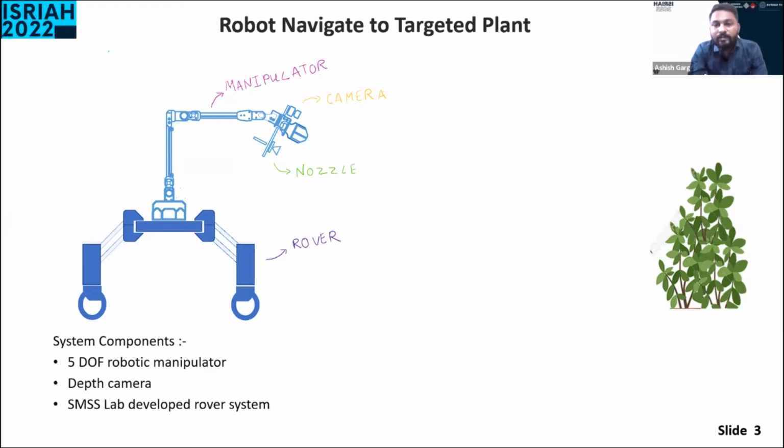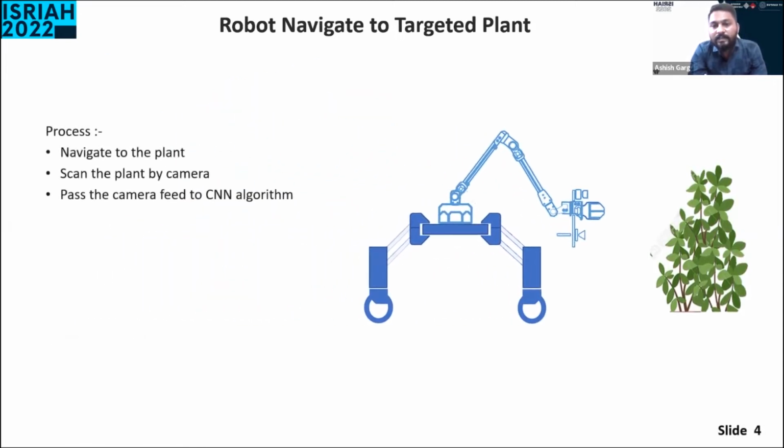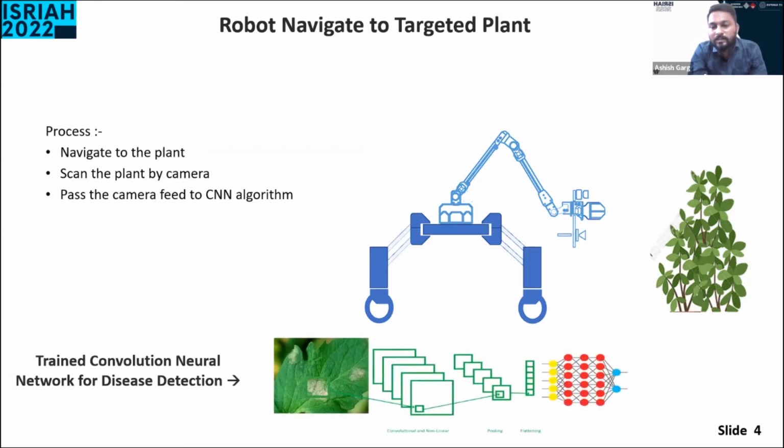When we deploy this system in the agriculture field, it will scan and navigate so that it reaches the plant and the plant comes in the workspace of the manipulator. Then it will scan the plant and take camera feed, which is fed to a pre-trained CNN, a convolutional neural network. This network provides us the location of the infected or targeted area where we have to do spraying or any other manipulation.